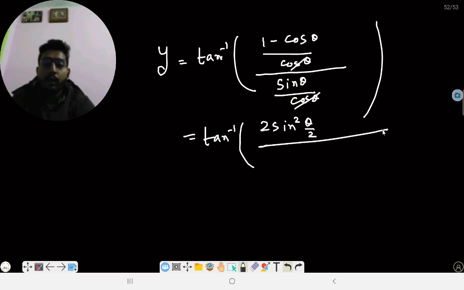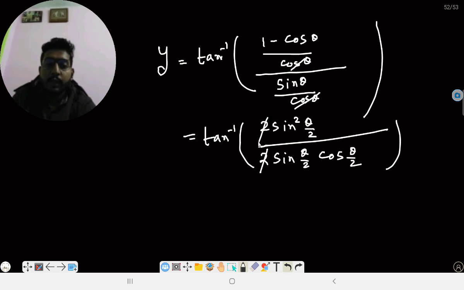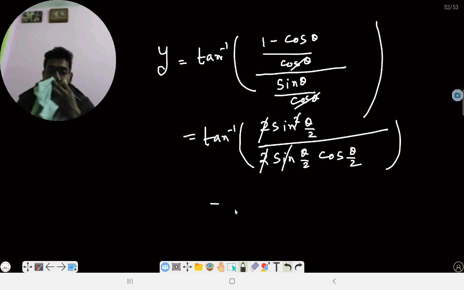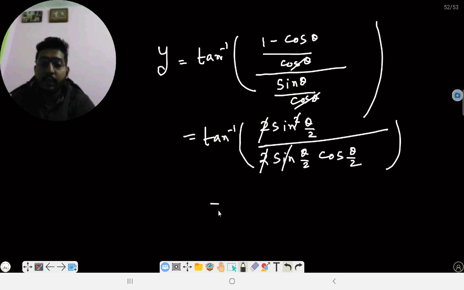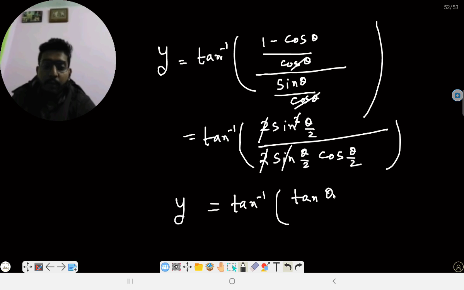So what is sine theta? Sine theta can be written as 2 sine theta by 2 into cos theta by 2. Now 2 and 2 cancel out, one sine cancels out, so that will be sine by cos, and whenever there is sine by cos, the answer will be tan theta by 2. So y equals tan inverse of tan theta by 2. So tan inverse and tan cancel, and you can write it like this: theta by 2. Okay, so y is theta by 2.